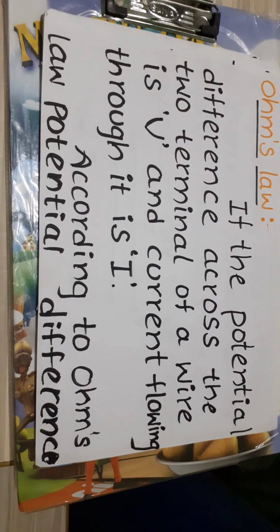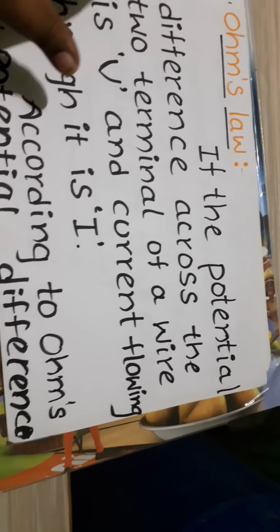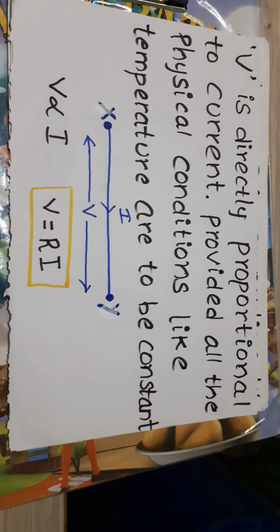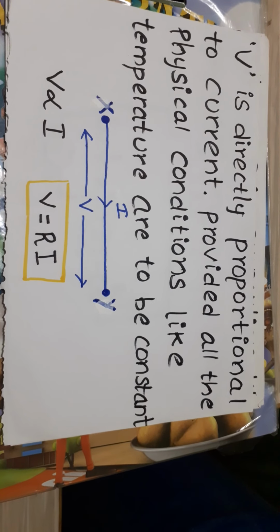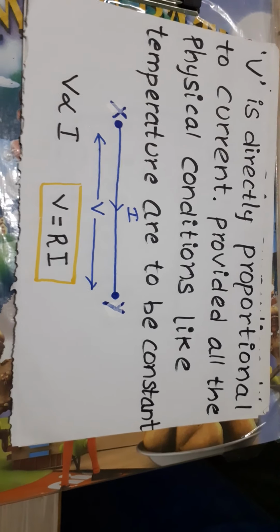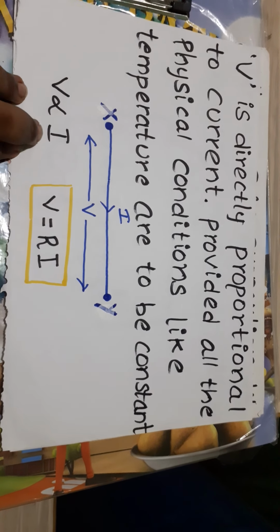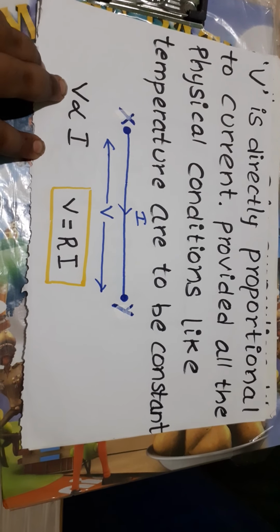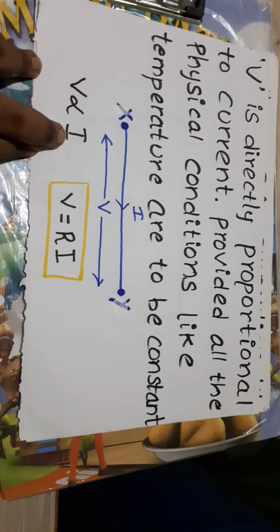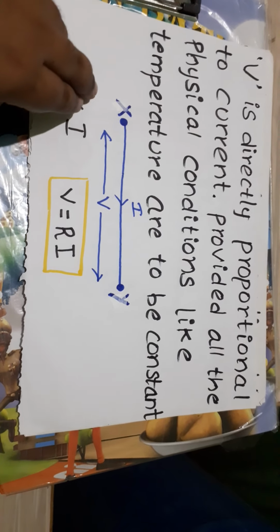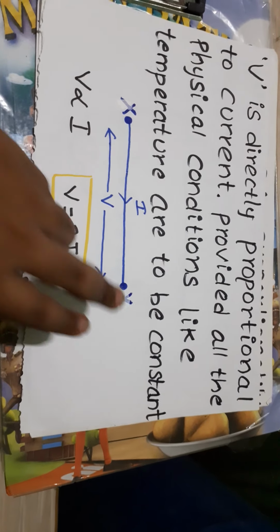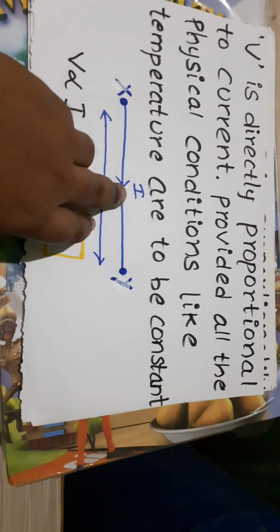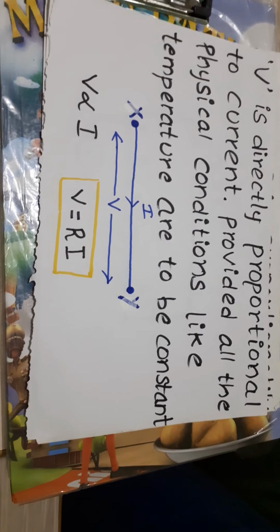According to Ohm's law, the potential difference V of a conductor is directly proportional to the current flowing through the conductor. V is directly proportional to I, where V is potential difference and I is current. This is the wire with points X, Y. The potential difference of the wire is V, and the current flowing is I.